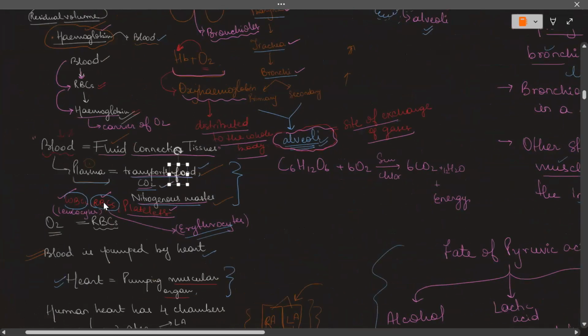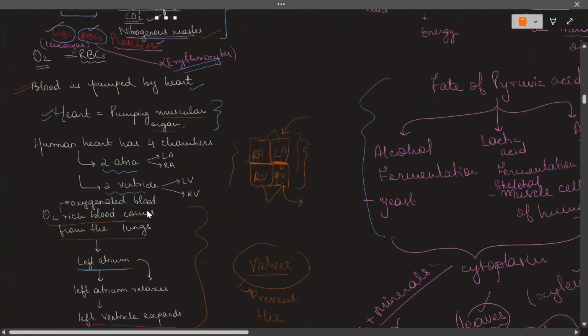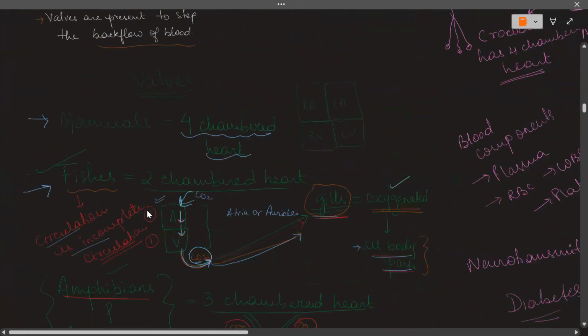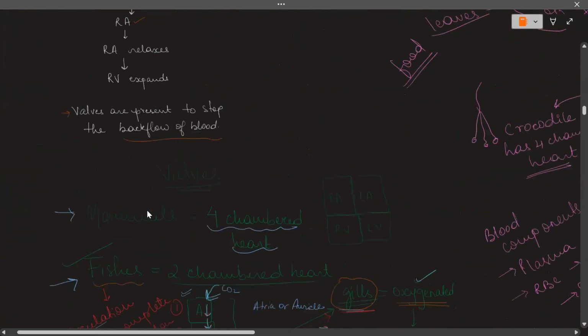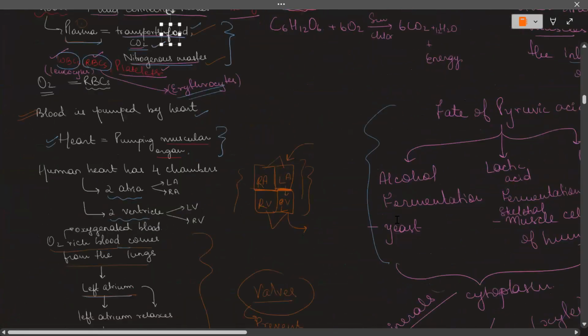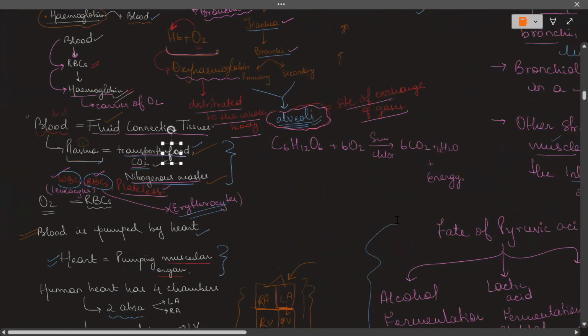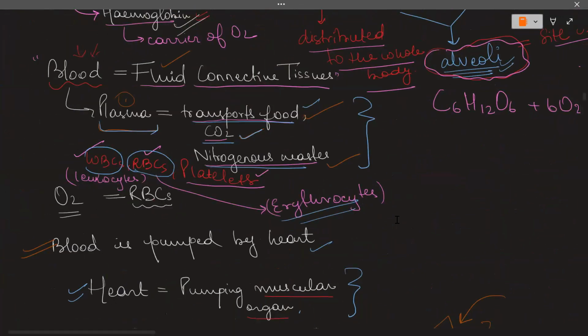Now see. In our body, the transportation happens because of the blood that is present. Blood is responsible for the transportation of substances throughout our body. Now talking about blood, blood is a fluid connective tissue. Fluid means that it is in a liquid medium, and connective tissue refers to the fact that it actually connects all the components of our body.